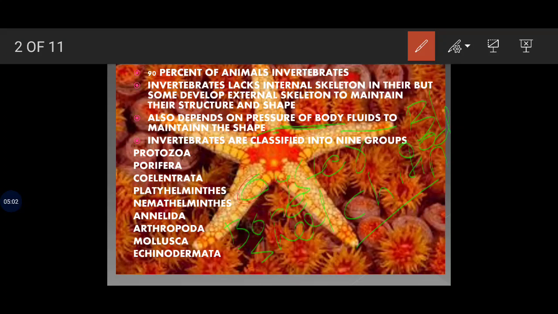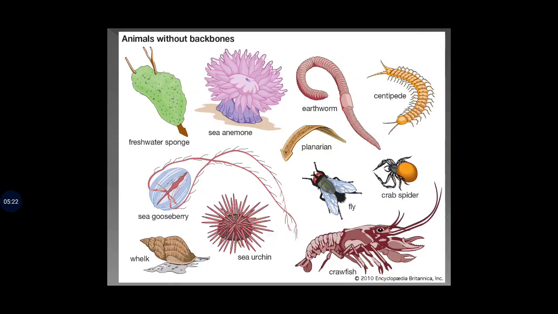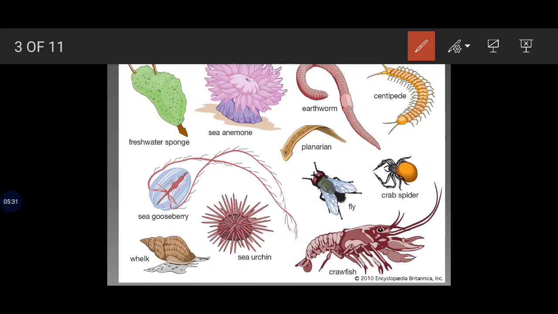Invertebrates are classified into 9 groups. They are classified into Protozoa, Porifera, Coelenterata, Platyhelminthes, Nematohelminthes, Annelida, Arthropoda, Mollusca, and Echinodermata. We will study about them later. As of now, we will be beginning with the animals that possess the backbone. Here you can see certain pictures of invertebrates, the organisms that do not possess any backbone.